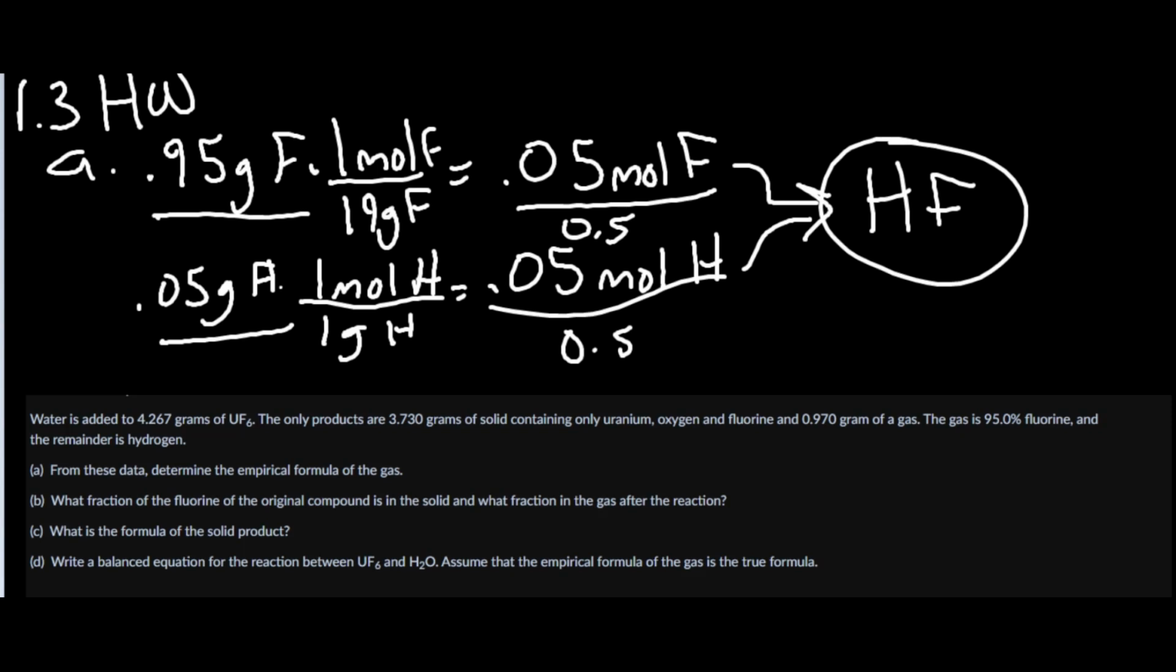Therefore, it's a 1-to-1 ratio. So for your empirical formula, you'll have 1 mole of hydrogen to 1 mole of fluorine. Therefore, your empirical formula is hydrofluoric acid, HF. And that is the empirical formula of the gas.